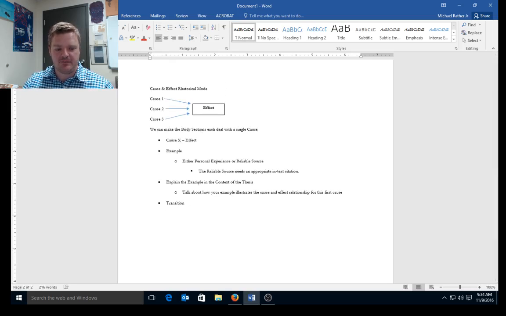Your thesis statement for the paper would be something along the lines of multiple causes have led to this single effect.